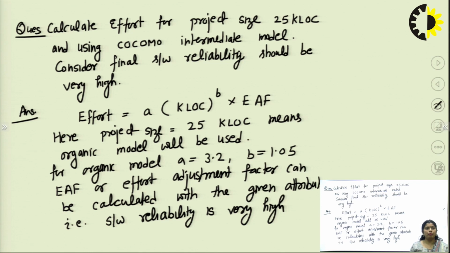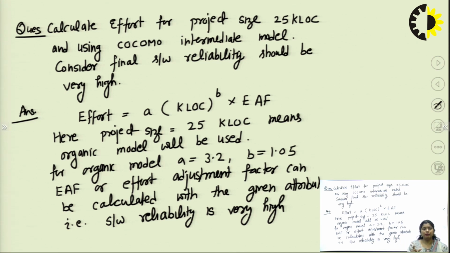Now, this is a simple example for the intermediate model. Suppose the effort for the project size is 25 kilo lines of code, and using the COCOMO intermediate model, consider the final software reliability should be very high. The first line gives the project size, 25 kilo lines. It means what? 0 to 50 kilo lines of code is the organic model. Even though it is not written in this question which type of model you are going to use, organic, semi-detached or embedded, because of this particular number of lines of code, we can find out that this is the organic model.